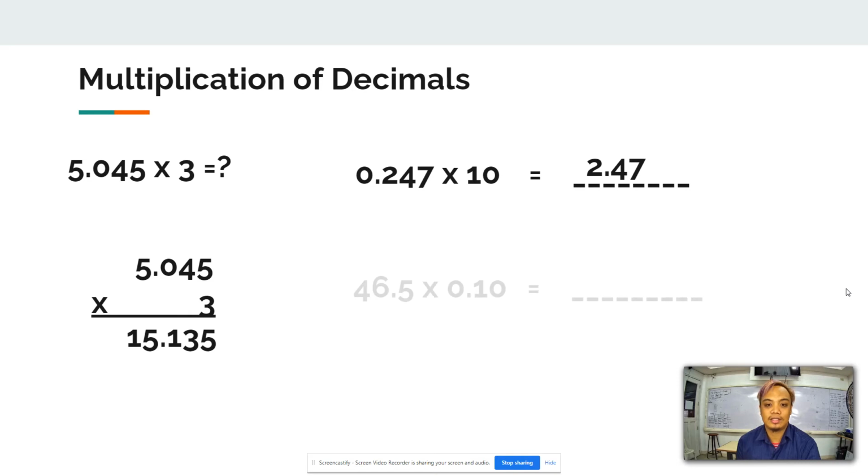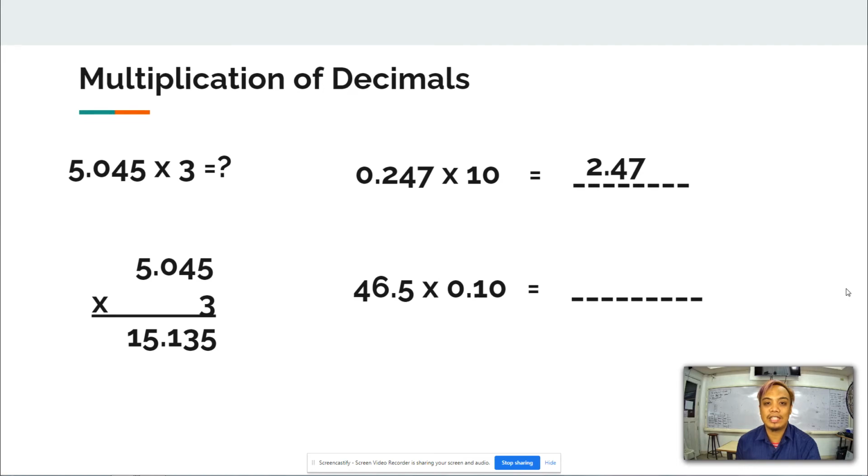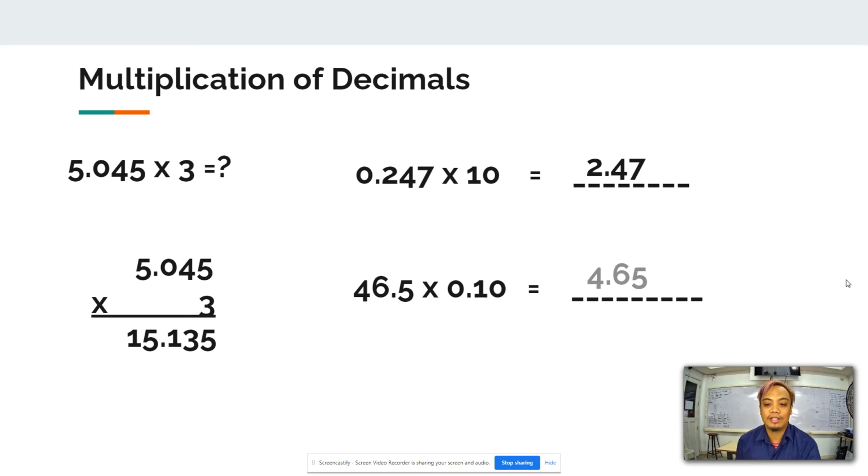In case we are multiplying numbers with decimal places such as 0.10, we can do the same, but this time we will move the decimal places to the left. So 46.5 times 0.10 is 4.65. If you multiply it by 0.100 or 0.1000, we will just move the decimal places to the left according to the number of 0s given.